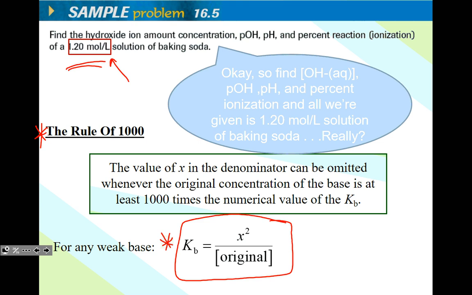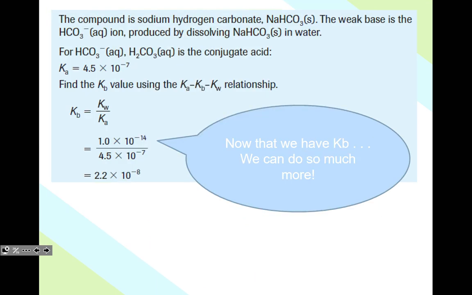Okay? Nice. So the compound is sodium hydrogen carbonate, NaHCO3. The weak base is obviously, because you're going to dissociate the sodium out of there, because that's your spectator ion, and you're left with HCO3 negative. Okay, so once you react that with water, HCO3 negative, you're going to react that with water.